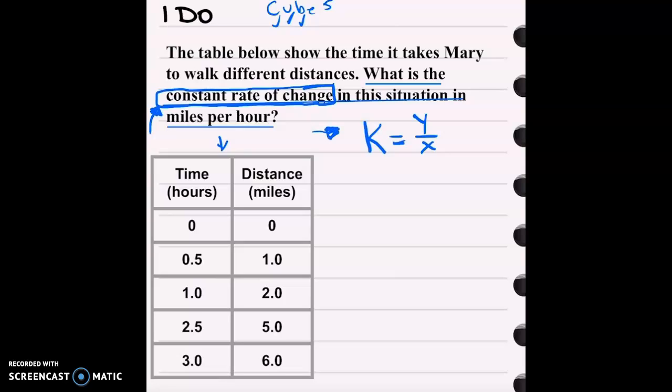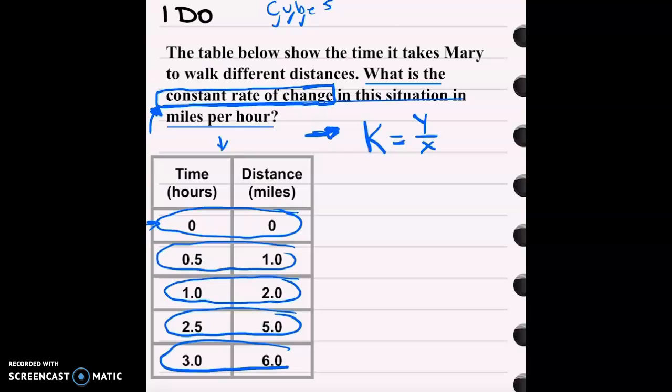Once you have set up your formula, k is equal to y divided by x, the next step is that I need you to actually pick a row to use. Doesn't matter which one, but I would not recommend the first one, because it's 0 over 0, and that will give you 0. But you can select any other row. You should get the same answer, because that is why it's called a constant rate of change.